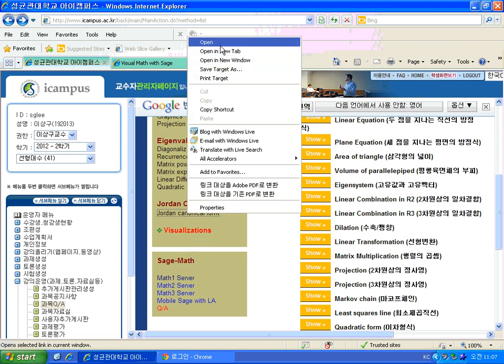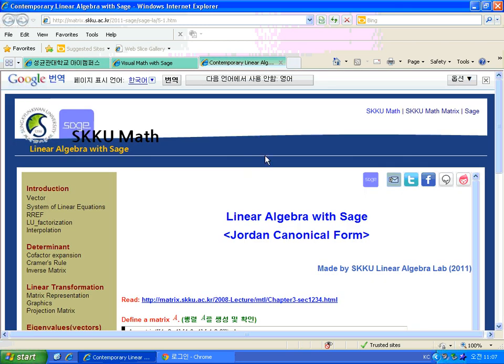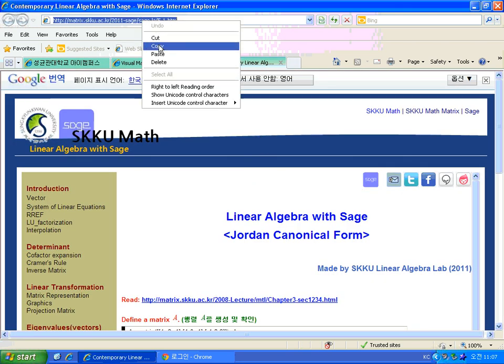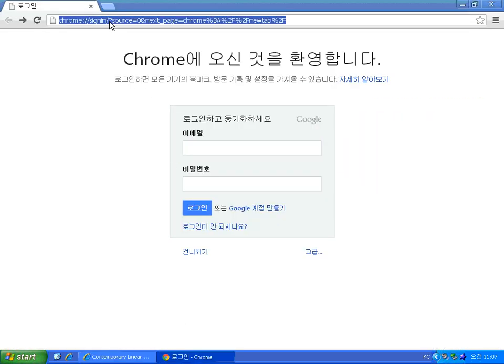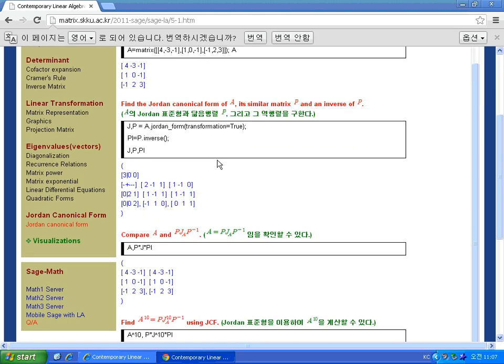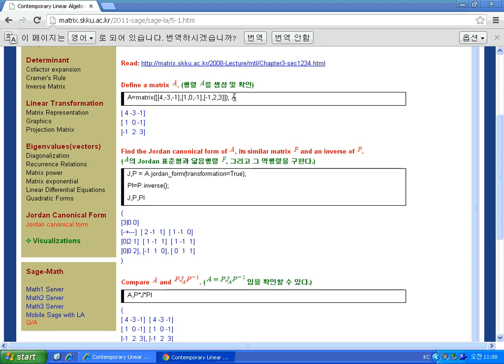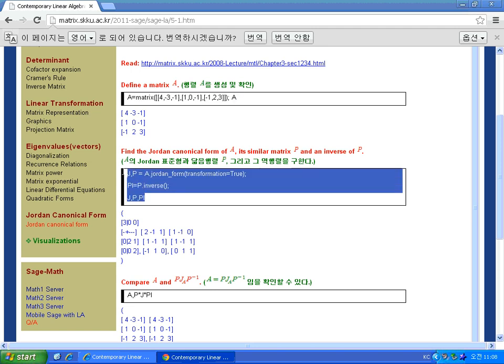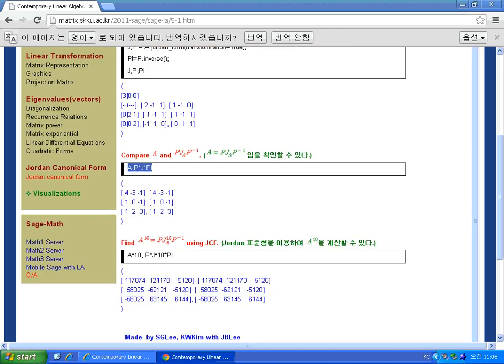For example, Jordan canonical form opens in a new tab. This doesn't work very well on Internet Explorer, as I told you. So you go to Chrome like this, then you will see not only those commands, but also the explanations written in Korean. So you know how to define your matrix, how to find the Jordan canonical form, and how to find P times the Jordan canonical form of A times P inverse. You should check whether these two are the same matrix or not.